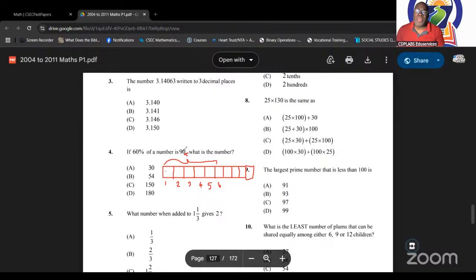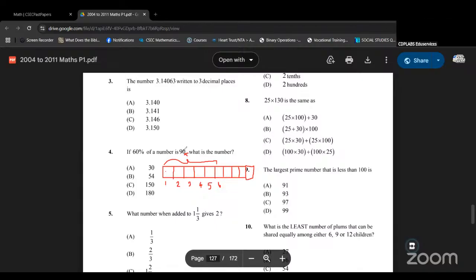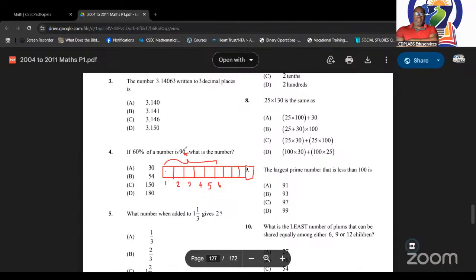It's simple enough. If everything adds up to 90, how can I find the value of 1? And there's 6 of them. 6 small rectangles add up to 90. How can I find the value of 1? You divide. Exactly. You divide. So what are we going to divide?